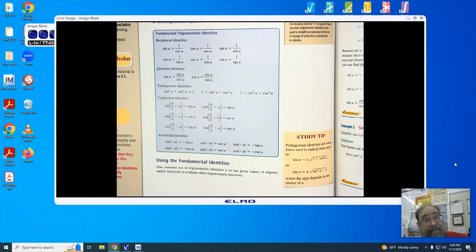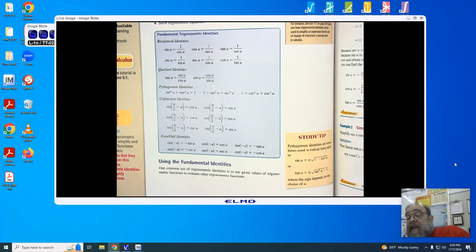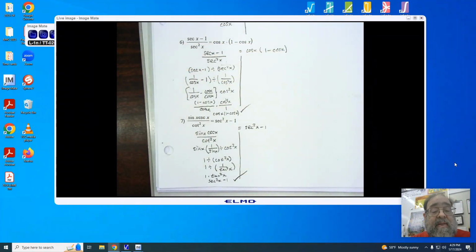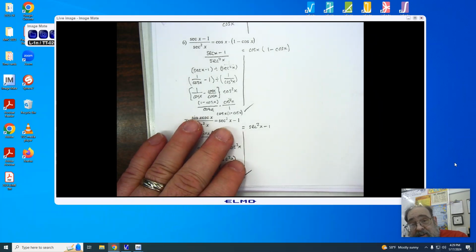Alrighty, this was verifying identities, and this is one of the things that we are continuing to work on throughout Chapter 5 of our pre-calculus with limits, so that we can make sure that we are able to move forward. Without being able to verify identities, we will find life a little bit more difficult when we have to solve.